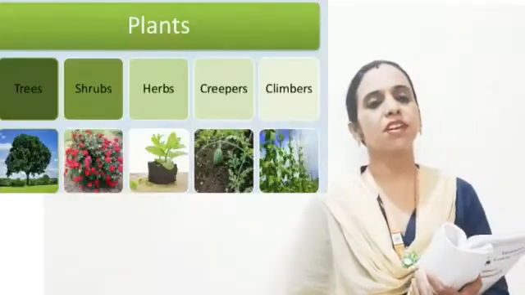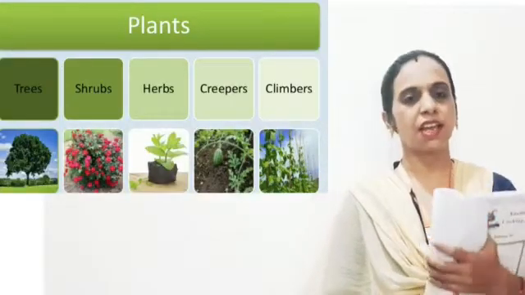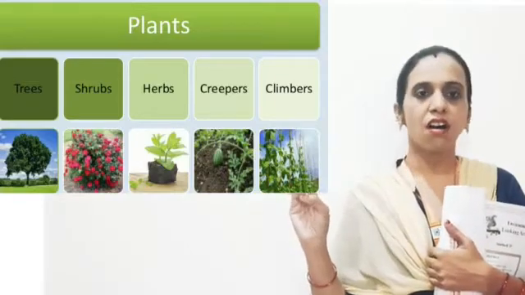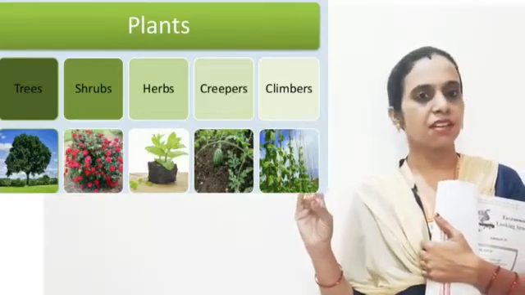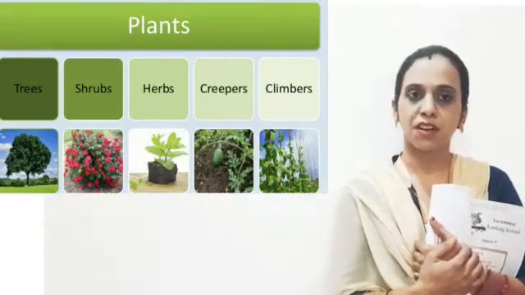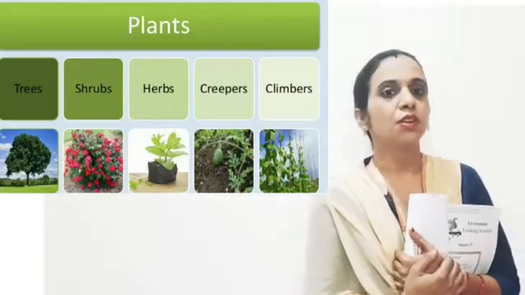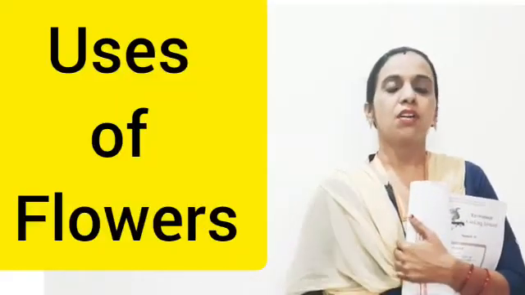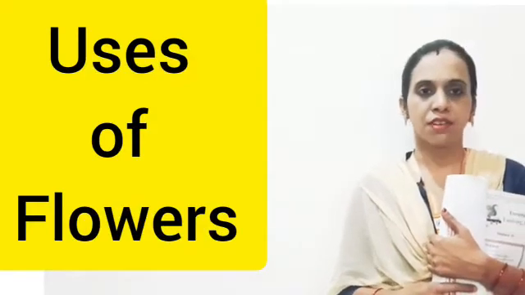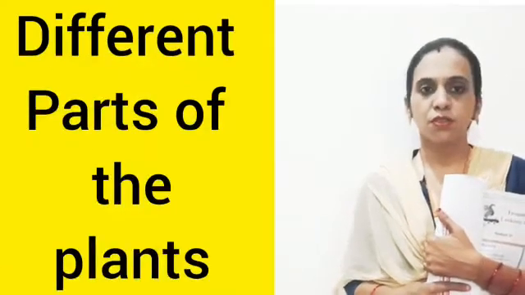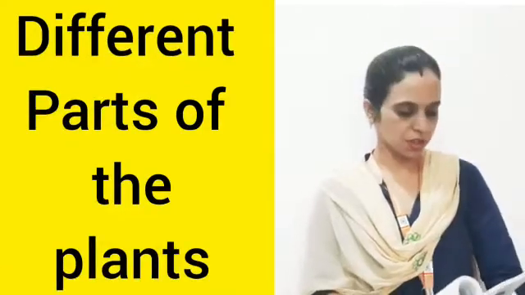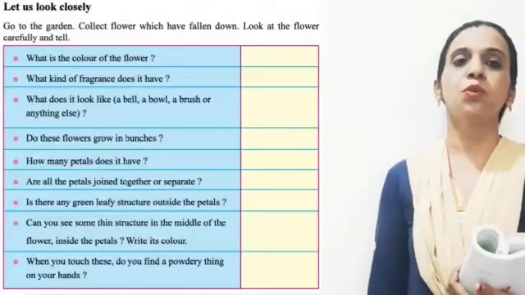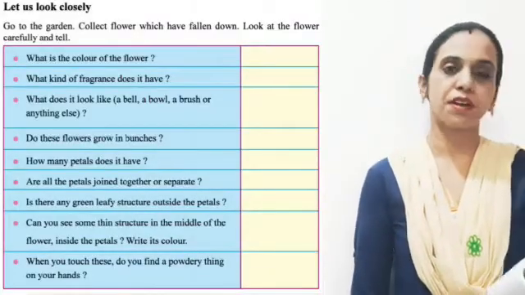In the previous session, we learned different types of plants like trees, herbs, shrubs, climbers and creepers, and where these plants grow. Today we will learn about the use of the flowers and different parts of the plant. So let's proceed. Now we will do an activity given on page number 82.